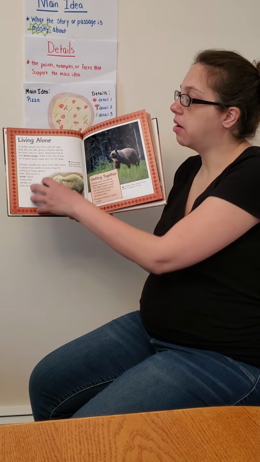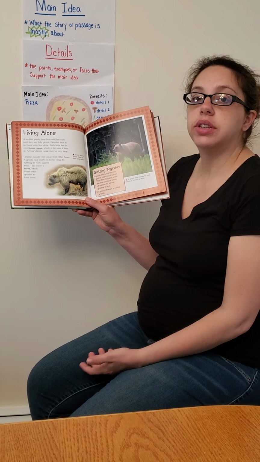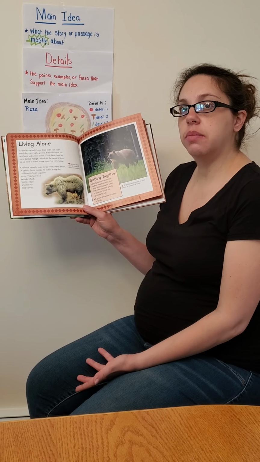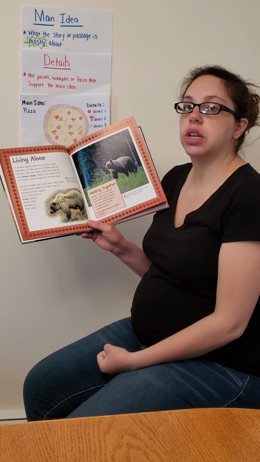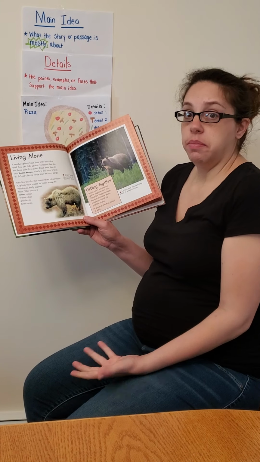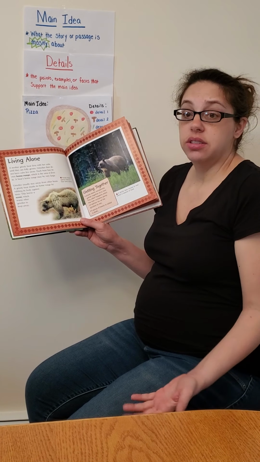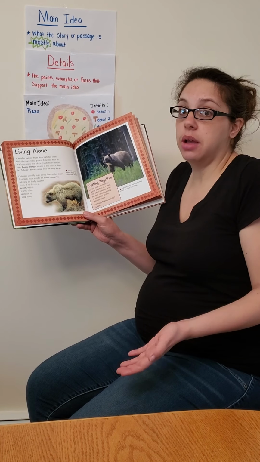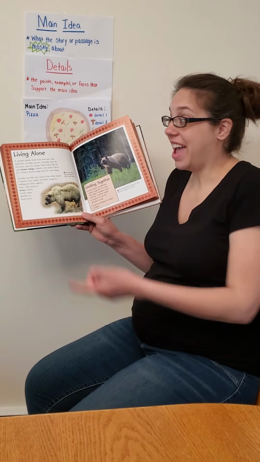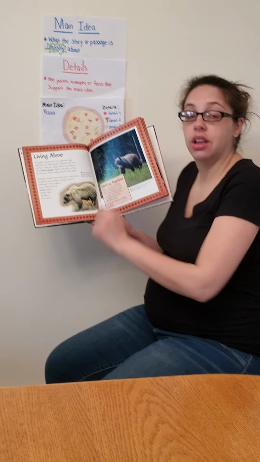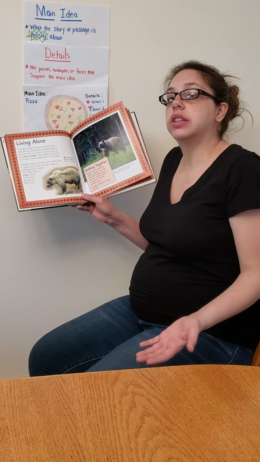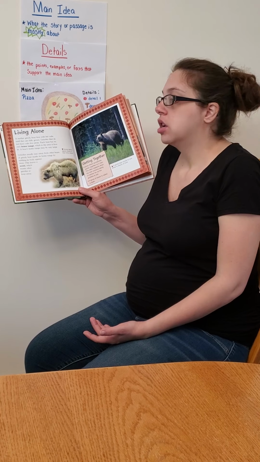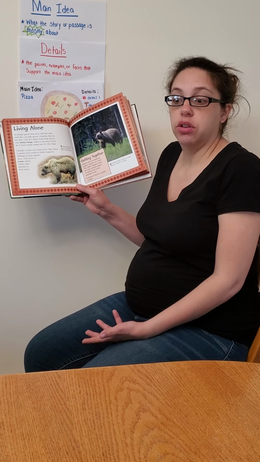So after I read that one section, I'm going to think about, what was that mostly about? What was the big idea that was talked about in most of those sentences? The big idea is grizzly bears live alone. Sometimes in nonfiction books, the heading of the section, Living Alone, will tell you what the main idea is. Not all the time, but a lot of times. So the main idea is grizzly bears live alone.